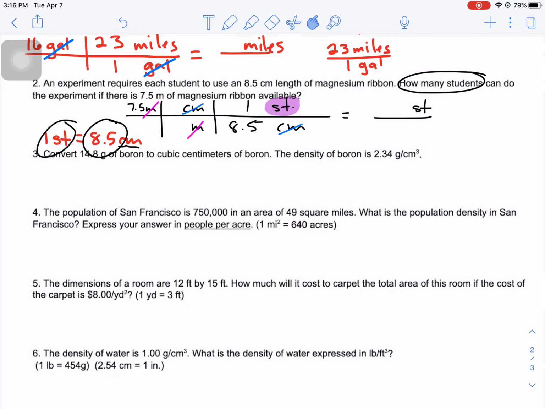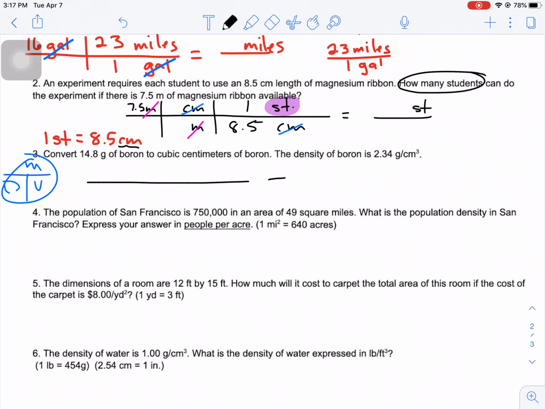All right, next problem. You are going to convert 14.8 grams of boron into cubic centimeters. Now, we could use the density equation, D equals m over v. And if you want to check your work, that might be a good way to do it. But what I want you to do is try to do this using dimensional analysis. So we are converting grams into cubic centimeters. So our 14.8 grams is converted into cubic centimeters, and I'm going to abbreviate cubic centimeters cm3.